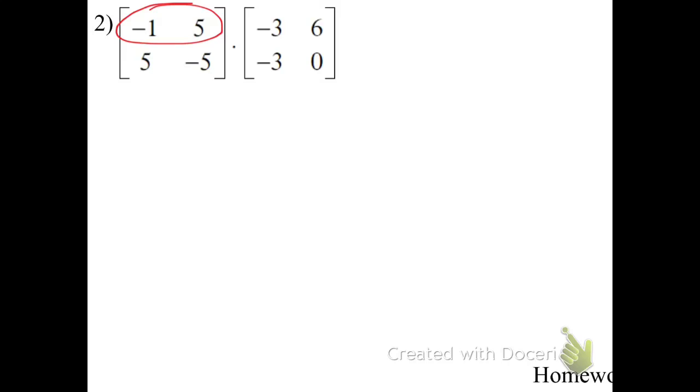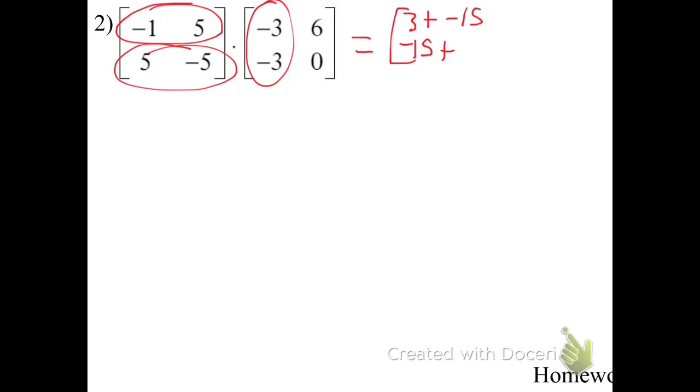Remember, the row times the column. So here we got -1 times -3. That's going to give you 3. And you add 5 times -3, which is -15. Second row times first column, 5 times -3 gives you -15. And you add -5 times -3, which is positive 15.